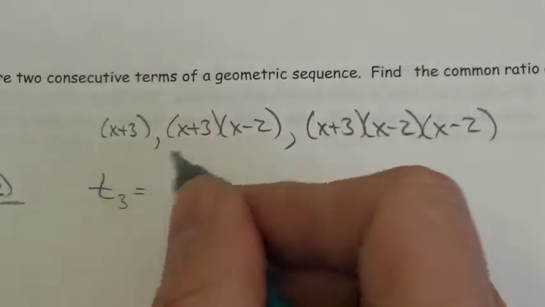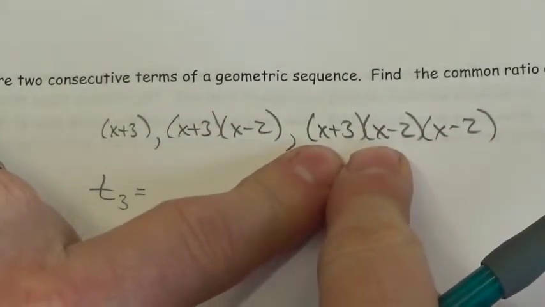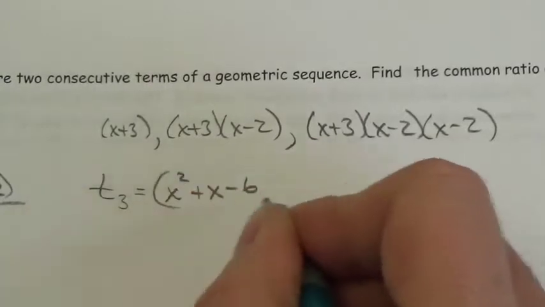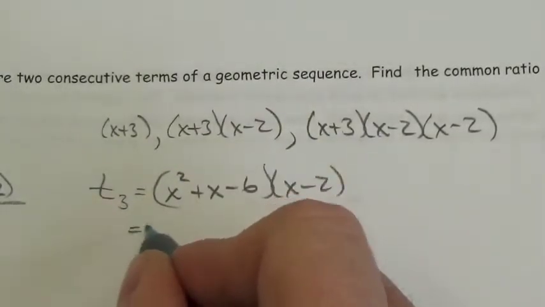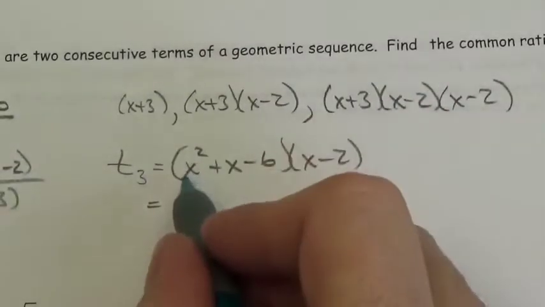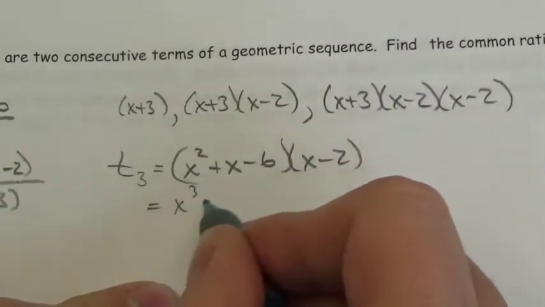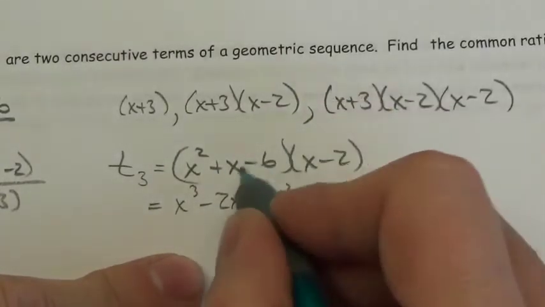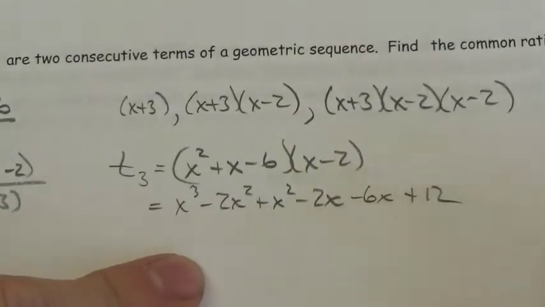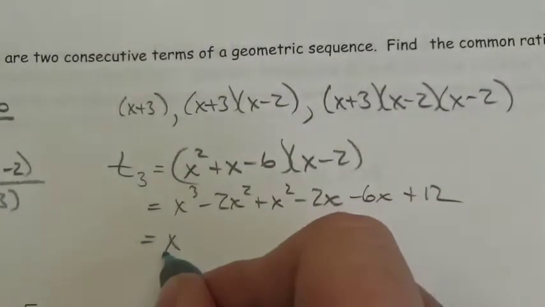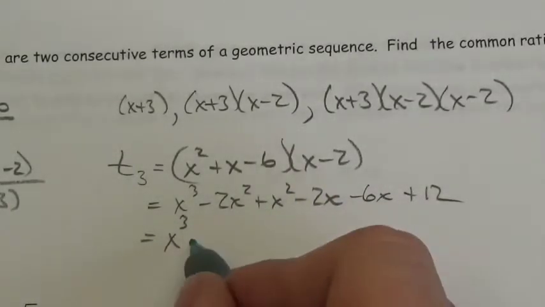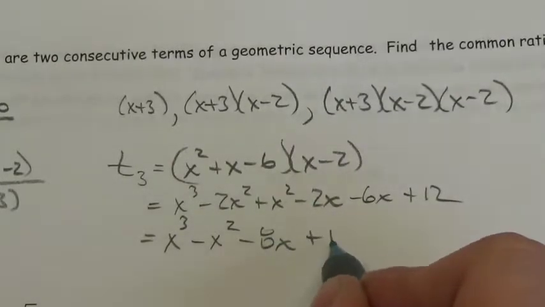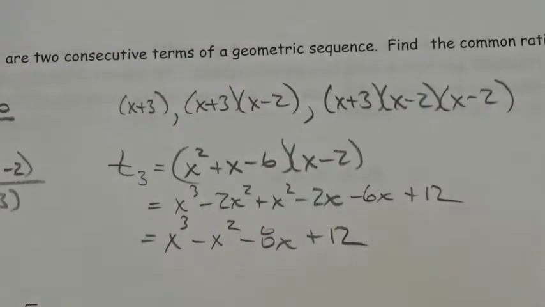Okay, so our third term is going to be, I already know what x plus 3 times x minus 2 is. That was given to me in the problem. That was the second term, x squared plus x minus 6. Now I'm going to multiply that by x minus 2. Let's see what we get here. That'll be x cubed minus 2x squared plus x squared minus 2x minus 6x plus 12. And now grouping together like terms, well, there's only one cubic term, and that's going to be x cubed, and I put together the two quadratic terms, negative x squared, minus 8x plus 12, and there we go. That would be the third term.